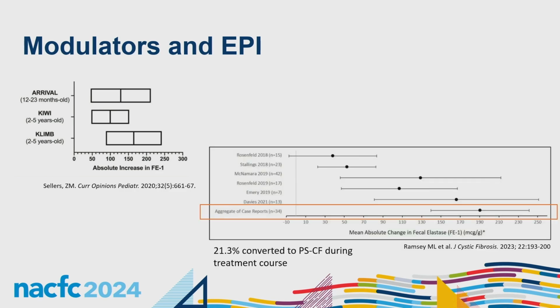found the aggregate mean absolute change in fecal elastase improved by 190 with a sample size of 34, of which 21% converted to pancreatic sufficient during the treatment course. And certainly there are other examples that suggest some degree of improved exocrine function as evidenced by improvements in BMI and other GI symptomatology such as steatorrhea, bloating, and gas.